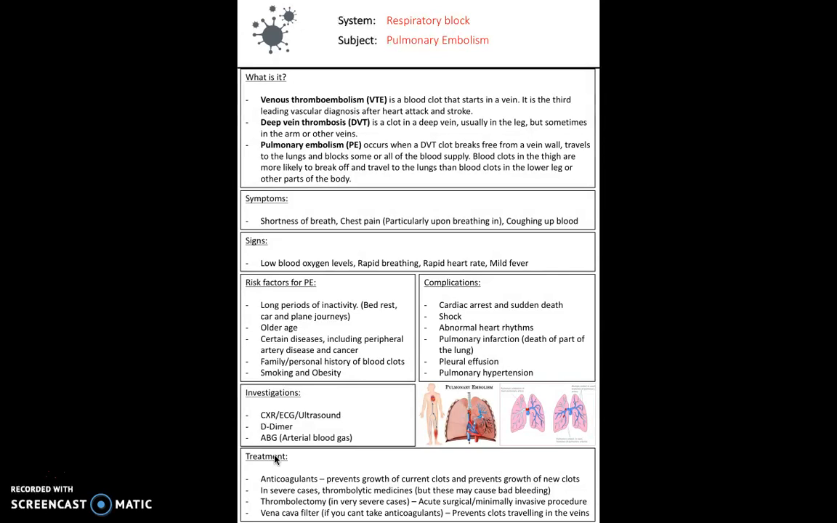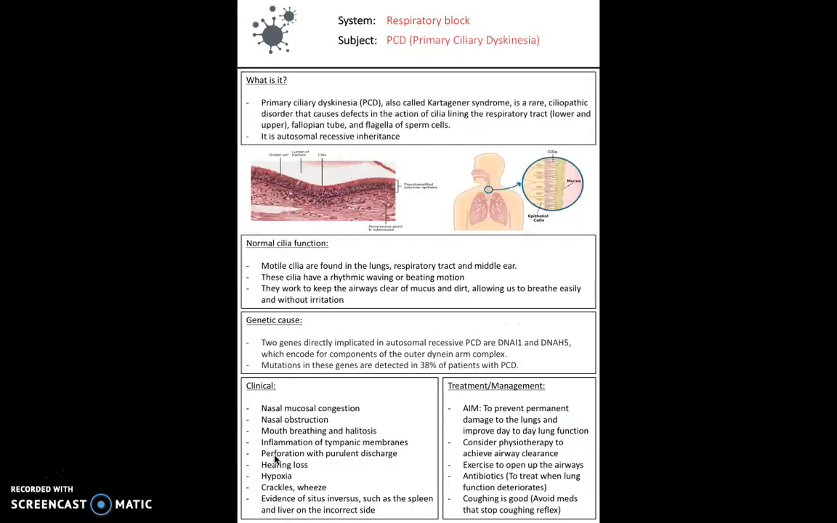And in severe cases as well, you may prescribe thromboembolic, embolytic medicines, but these can cause bad bleeding, so you have to be careful in who you present these to. And lastly, you could perform a thrombectomy, which is a removal of the clot surgically. It's quite minimally invasive. Or you could have a vena cava filter as well if you're unable to take anticoagulants.